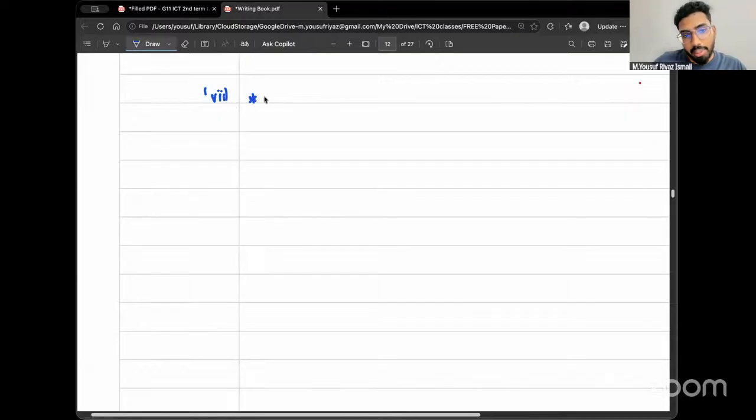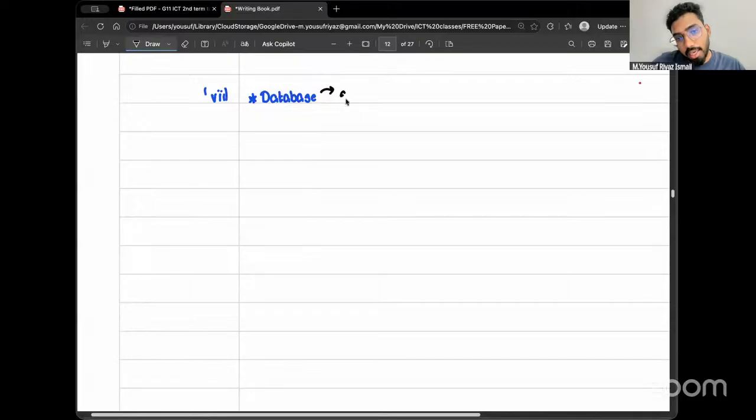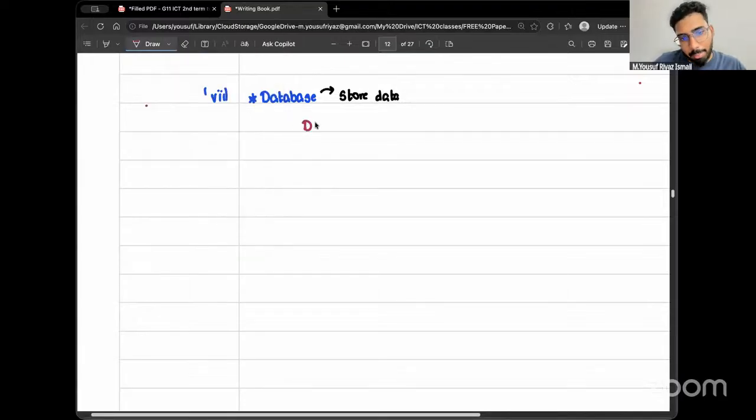Now, a database is something we use to store data. And the type of application we use to store this data is what we call a DBMS. So DBMS mainly refers to the type of application we use to create databases, create tables inside those databases, delete those databases, basically to manage databases.